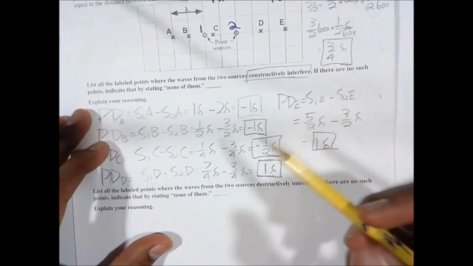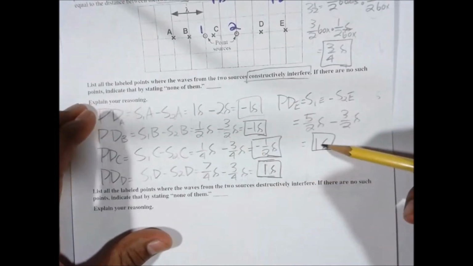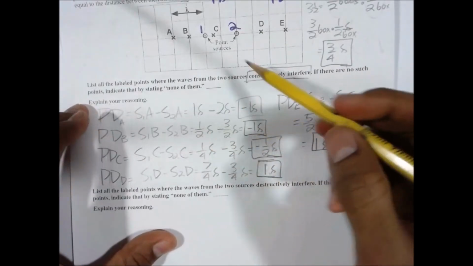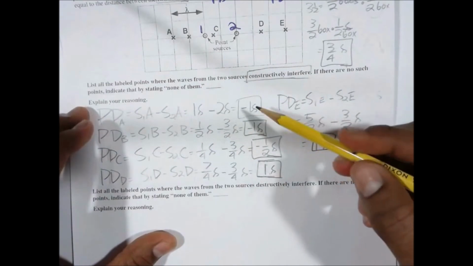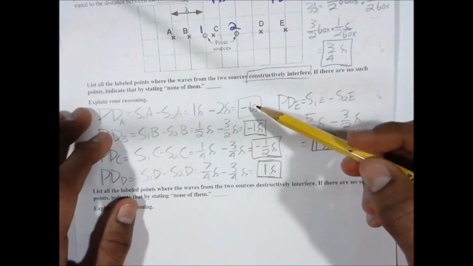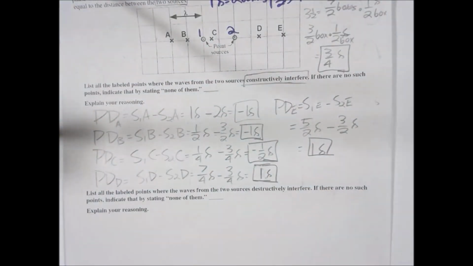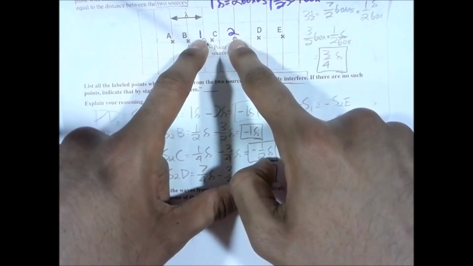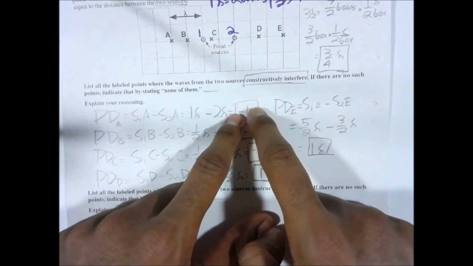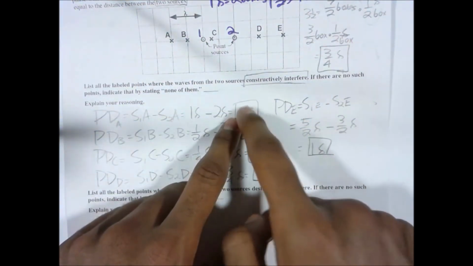Alright, so let's see if we can find a general trend here. We see that there are 1, 2, 3, 4 points here that see a whole number integer difference between the wave from point source 1 and the wave from point source 2. So the waves from point source 1 and point source 2 are occurring exactly 1 wavelength apart. There's a difference of exactly 1 wavelength, or negative 1 wavelength. Now that's true at point A, point B, point D, and point E.